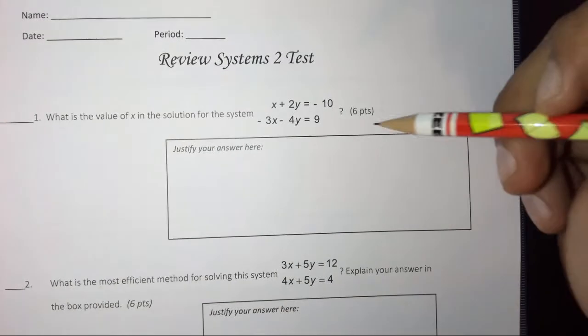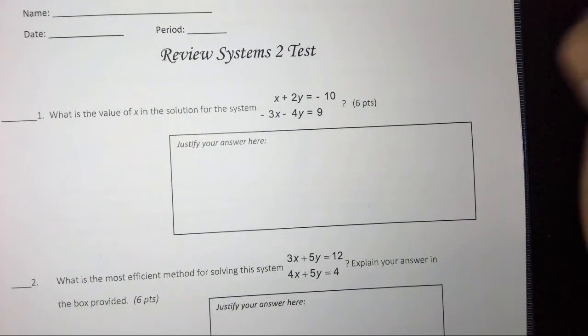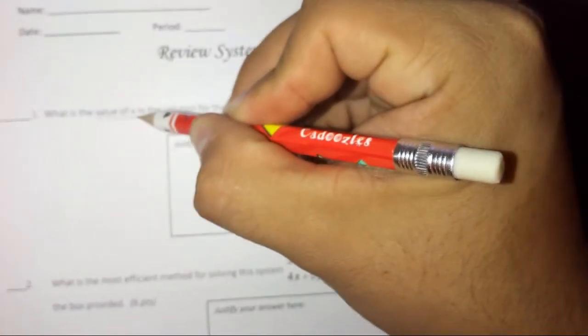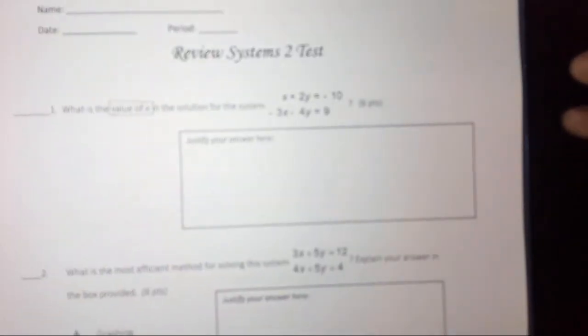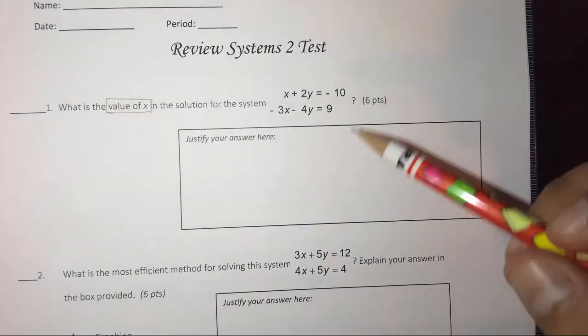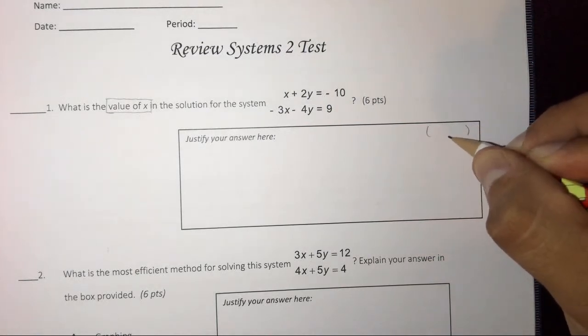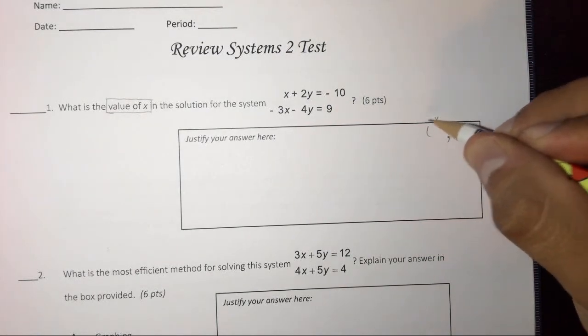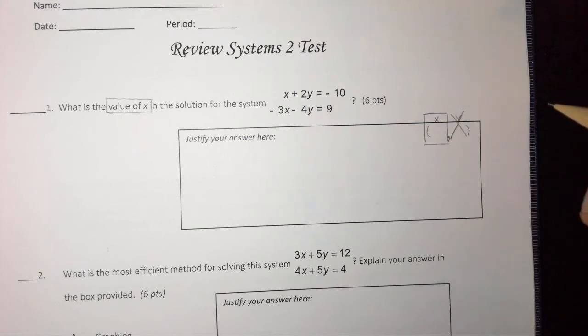Alright, so we start with number 1. Number 1 says, what is the value of x in the solution for the system, and they give you the system. One thing that I want to point out straight away is that they are only interested in the x value. Usually our answer is in point form. In this case, they are only worried about that x value. So we do not really need that y value.